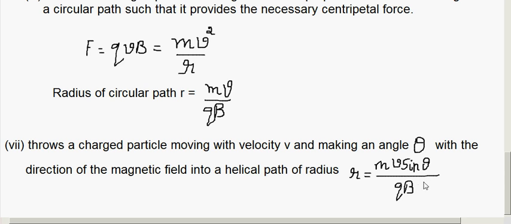Okay. Now if the angle between v and B is some angle theta, then the charged particle will follow a helical path and the radius is given by mv sin theta by qB. Here it is mv by qB, but here mv sin theta by qB. Now those are some of the properties of the force due to the magnetic field on a moving particle.